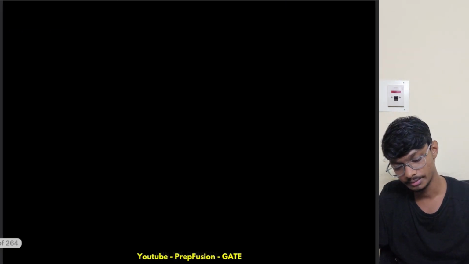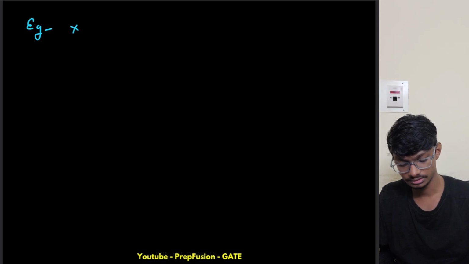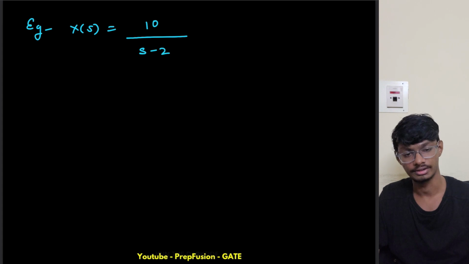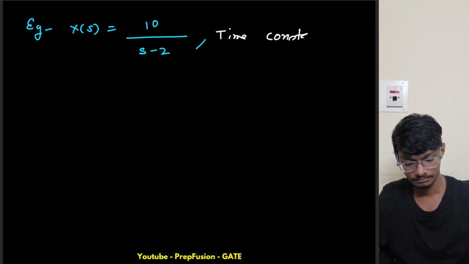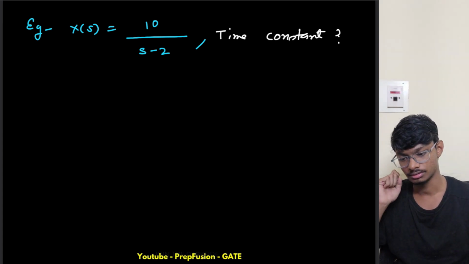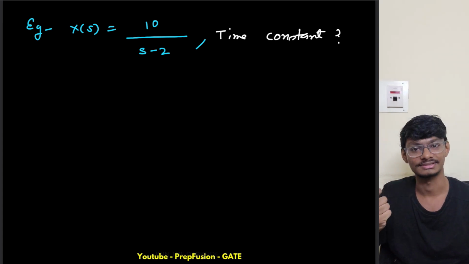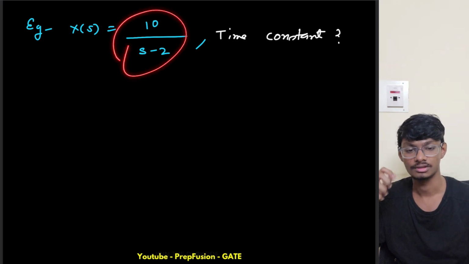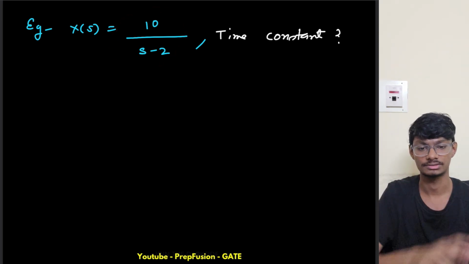Now let me take another example. If I have a transfer function X(s) equals 1 upon s minus 2, what is the time constant for this? The time constant does not exist here, because this is an unstable system and time constant does not exist for an unstable system.